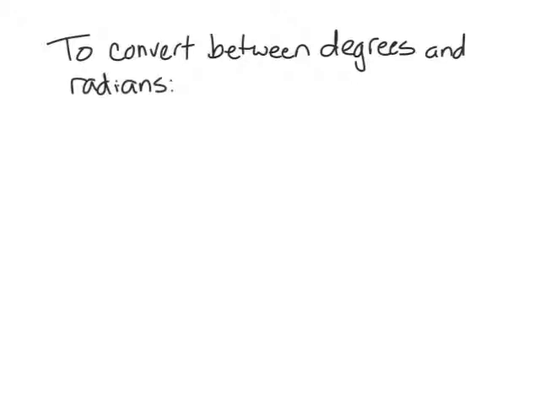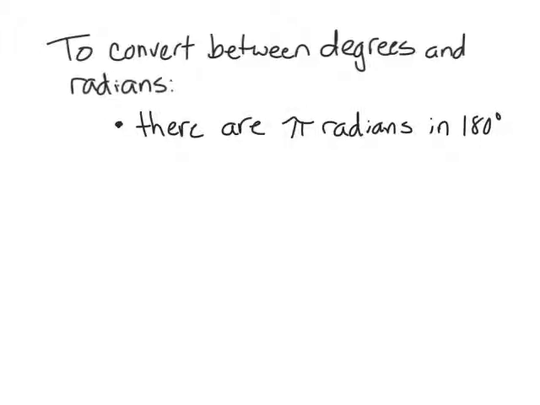So let's talk about how to convert between degrees and radians, and there's just a couple things you need to know. From evaluating the length of half the distance around the circle in the unit circle, which we talked about a little bit ago, we know that there are pi radians in 180 degrees. Now, pi is just a number. It's 3.1415, whatever. There are exactly pi radians in 180 degrees.